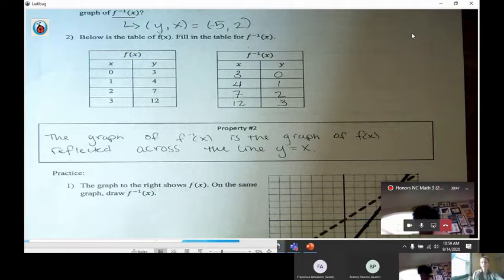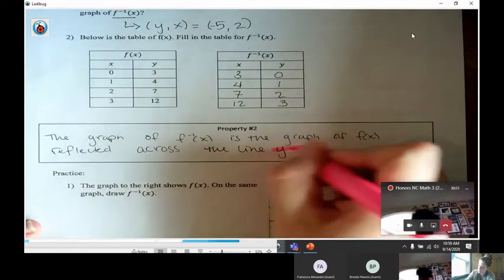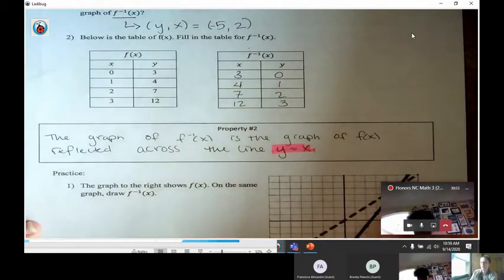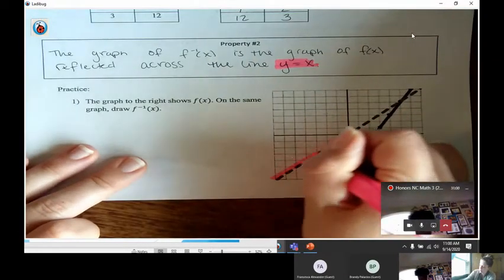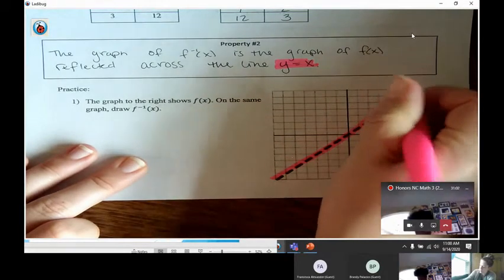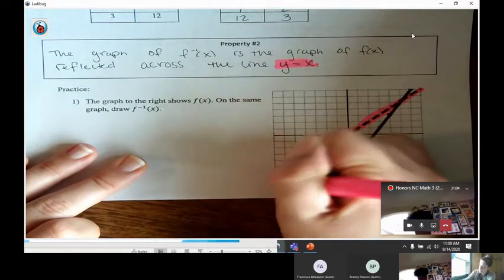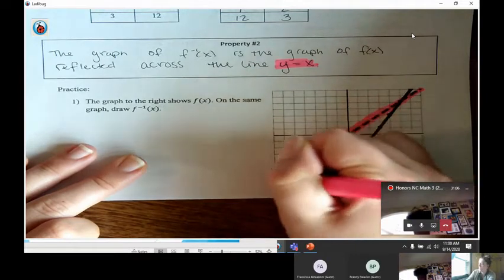Okay, so I'm going to highlight this line y equals x. And this line corresponds to this dashed line on the graph right here. Okay, this is the line y equals x. Its y-intercept is 0, its slope is 1.